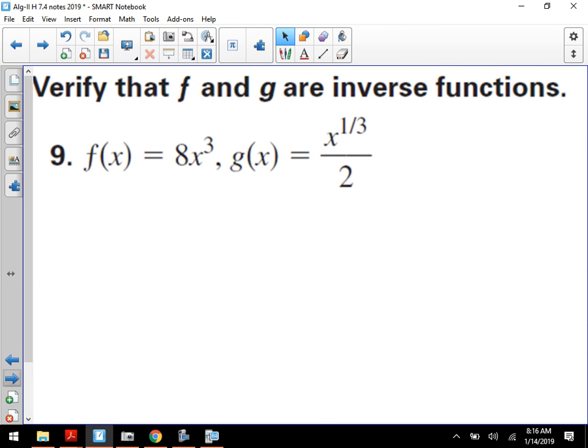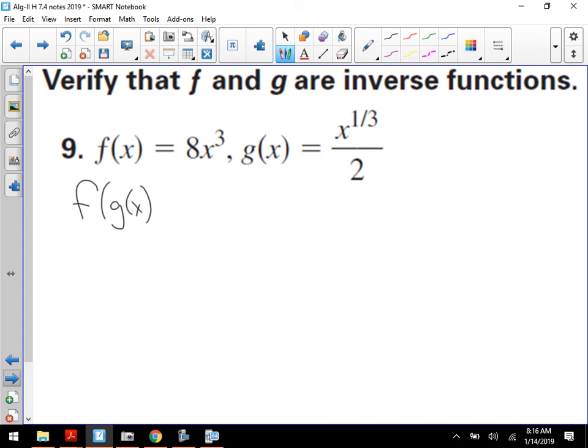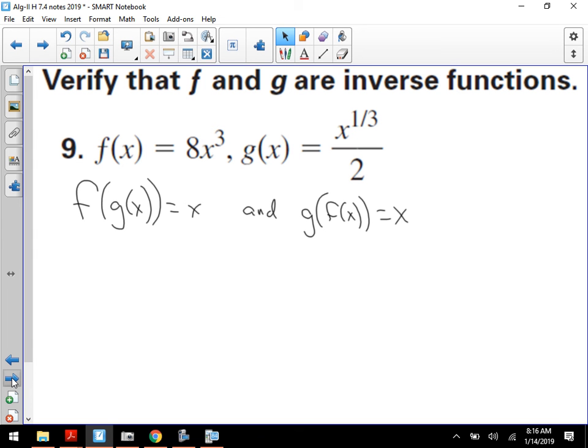Take a second, verify that these two are inverses of one another. Remember, in order to show that they are inverses of one another, that means that f of g of x has to equal x, and g of f of x also has to equal x. If that works, then they are in fact inverses.